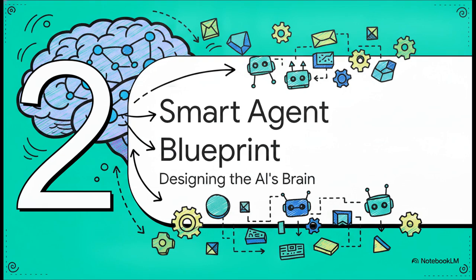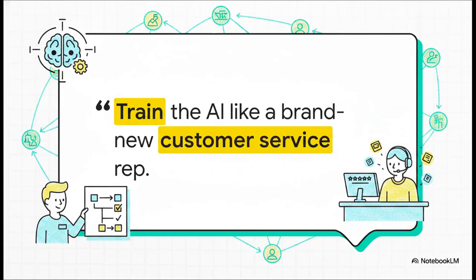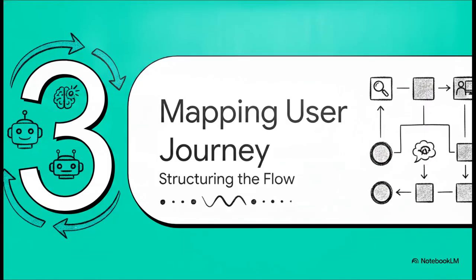Moving on to Section 2, Blueprint of Smart Agents, Designing the AI's Brain. Now, when you're designing this brain for a real business use case, you have to treat your AI agent exactly like a brand new employee stepping into the office on their very first day. Think about it. Even if they're incredibly smart and capable, they don't know a thing about your specific business yet. You have to guide them step by step, feeding them that product-specific knowledge so they can eventually perform like a seasoned expert.